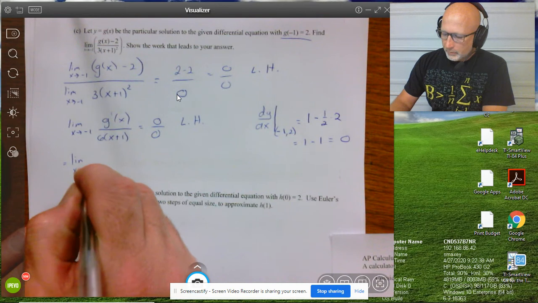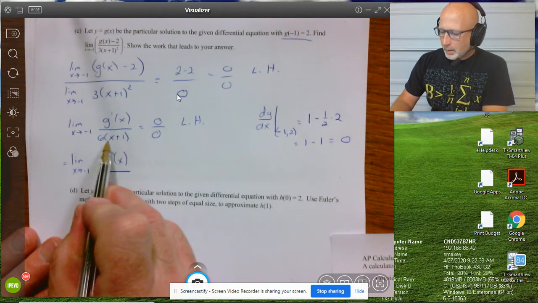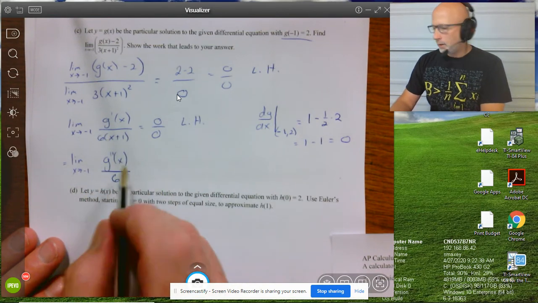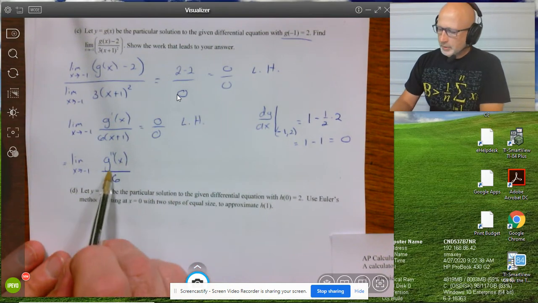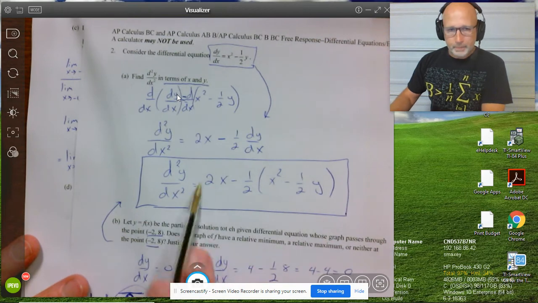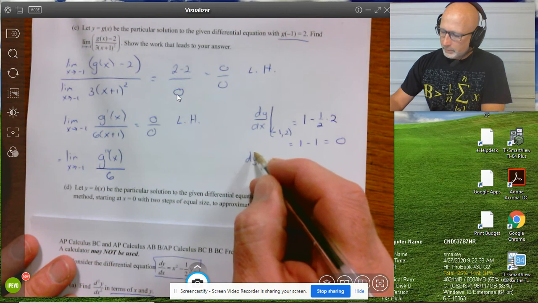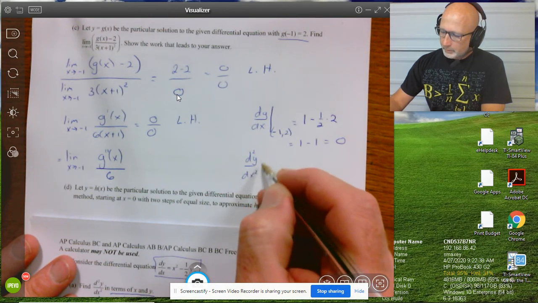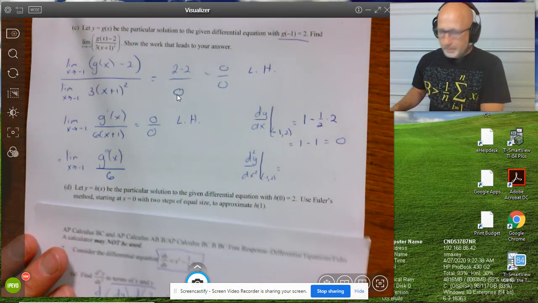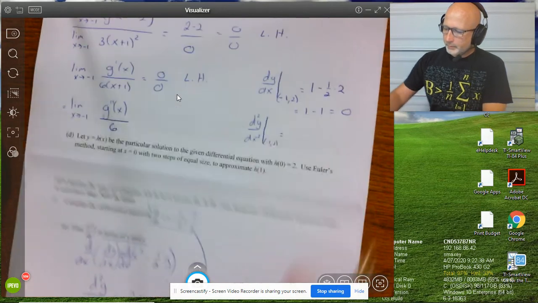So this is equal to the limit as x goes to -1 of g double prime of x all over, so the derivative of this would just be 6. So I need to evaluate the second derivative of g at -1. Lucky for me, I have this equation right here. So once again, I come over here. I'm going to go the second derivative of y with respect to x, evaluated at the point (-1, 2), is equal to, and then we have this equation right here.